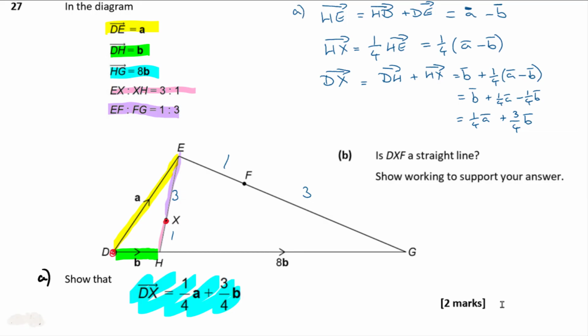Part B says, is DXF a straight line? Show working to support your answer. DXF.